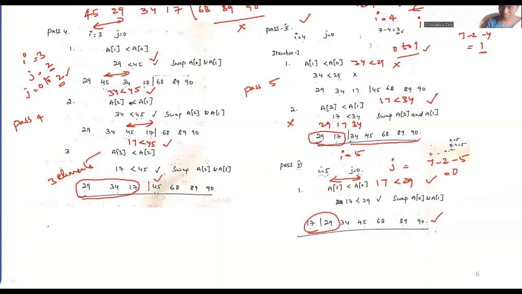Okay, so by this, we have done n minus 1 passes, because we are now done 7 passes here. We can run only 6 passes. So what will the algorithm say?